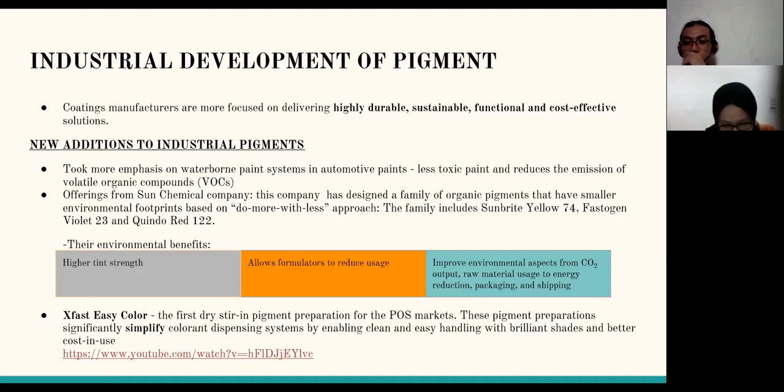So there is also, in this century, the creation of the X-Fast Easy Color collection, which is the first dry stir-in pigment preparation for the POS markets. These pigment preparations are a method for preparing pigments, and they simplify coloring dispensing systems, which promotes clean and easy handling to prepare pigments.